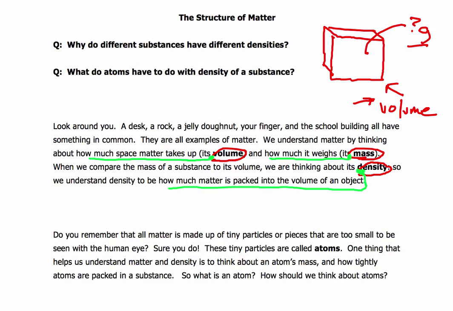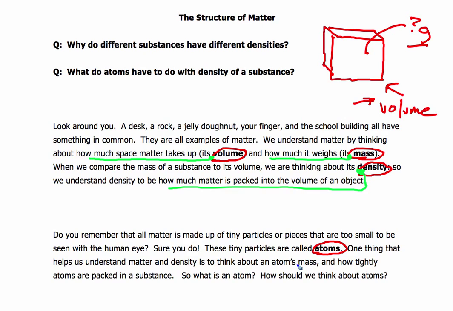And so then the next paragraph reads like this. Do you remember that all matter is made up of tiny particles or pieces that are too small to be seen with the human eye? These tiny particles are called what? That's right. They're called atoms. So we can circle that right now. Get that circled. One thing that helps us to understand matter and density is to think about an atom's mass and how tightly atoms are packed in a substance.